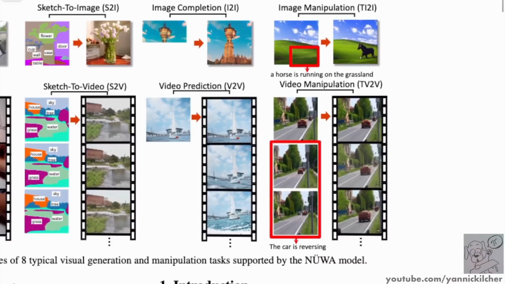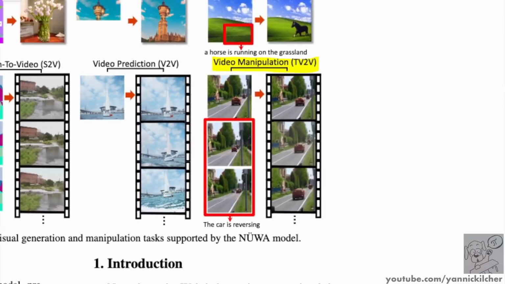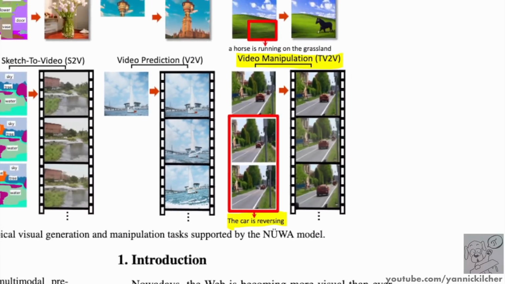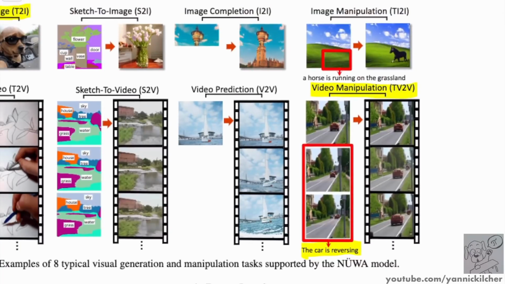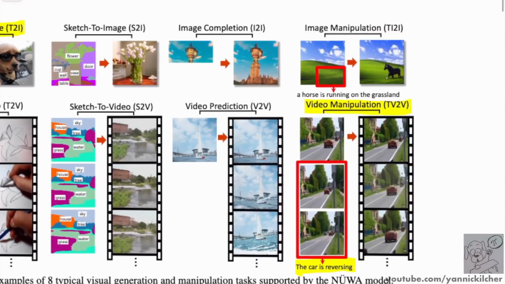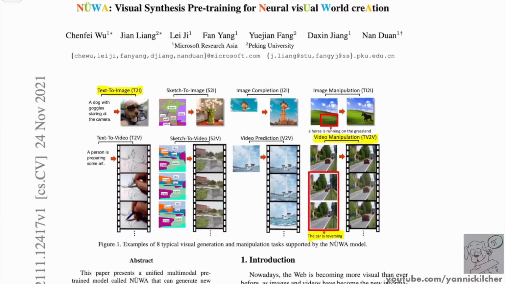Up to something like video manipulation, where you want to change the frames of a video according to a piece of text. For example, the car is reversing instead of the car is driving forward. Now, you see there's not always text in the loop. Sometimes it's just an image, sometimes it's a sketch, sometimes it's just a video. So all of these kinds of tasks are supported by this model.